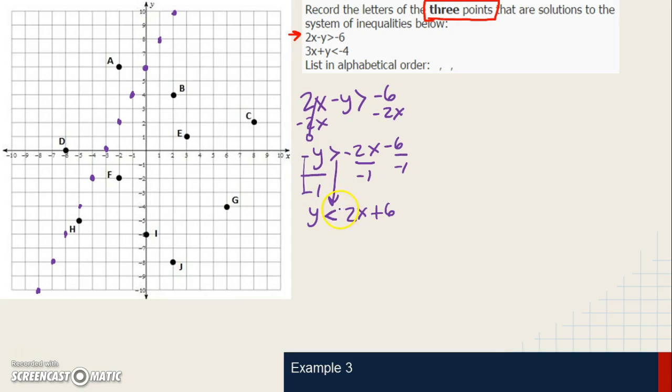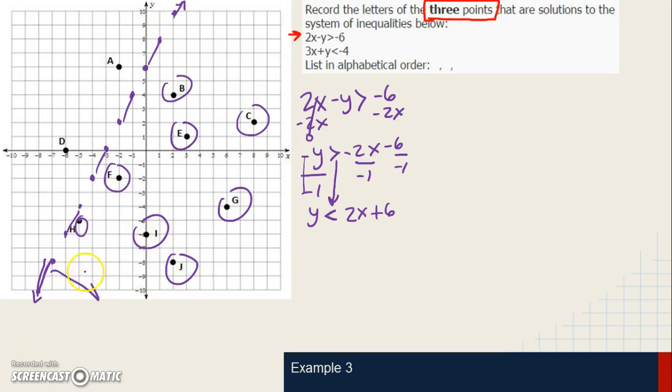This is a less than, but not a less than or equal to. It's just less than. So I'm going to go ahead and just leave this dashed. I must say mine was not as good as the one on the last screen, but I think it's decent. And we are going to shade below. So below is all these points: H, F, B, E, C, G, J, I. It's everything on this lower part of the line.